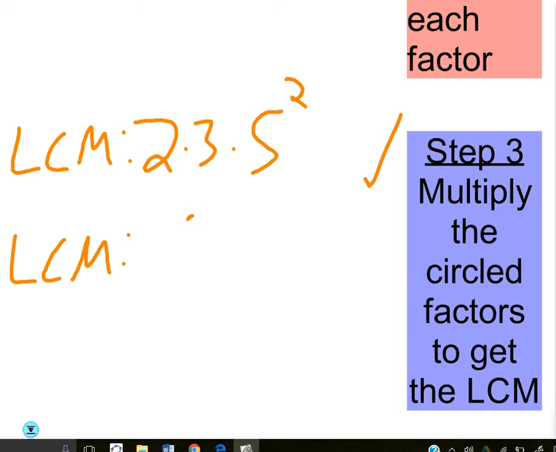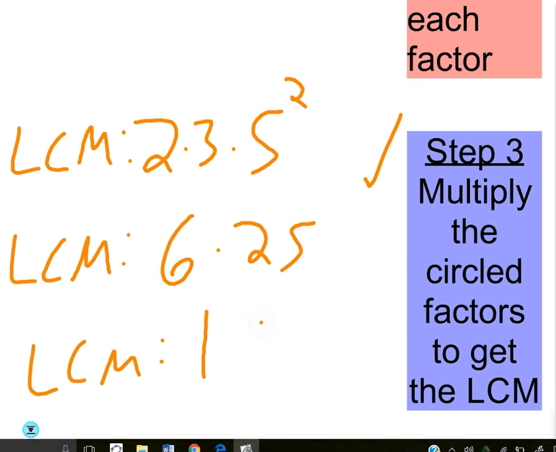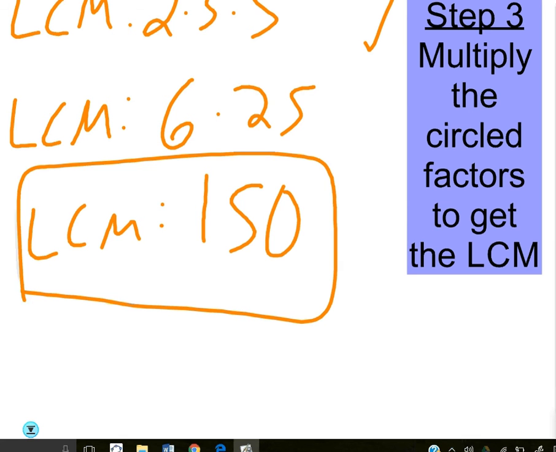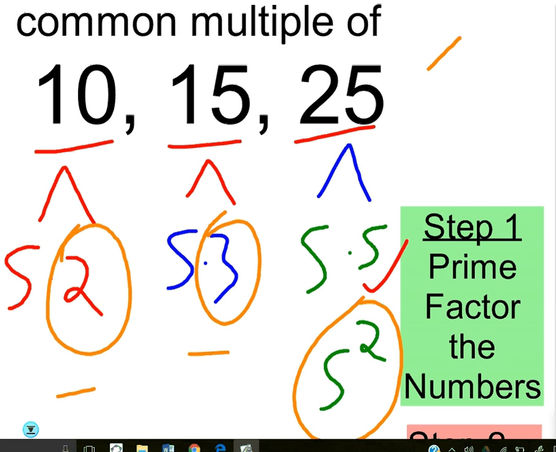Okay, so it's going to be 6 times 25, which is what? So 25 times 4 is 100, plus 25 plus 25 equals 150. Guys, it's 6 quarters. 6 quarters makes $1.50, right? Okay, it's the same concept. So guess what? The smallest number that all three of these go into is going to be 150.